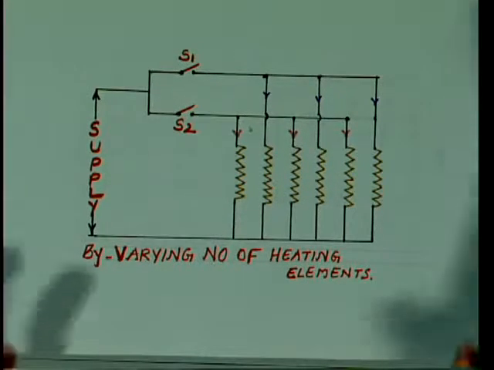So, if we want to reduce the temperature, then close only switch 1 and do not close the switch 2. Only a particular number of heating elements will be in parallel, therefore the applied voltage will be divided among those heating elements. Therefore, by applying the reduced voltage, the furnace resistance value will change and therefore the temperature also will change.